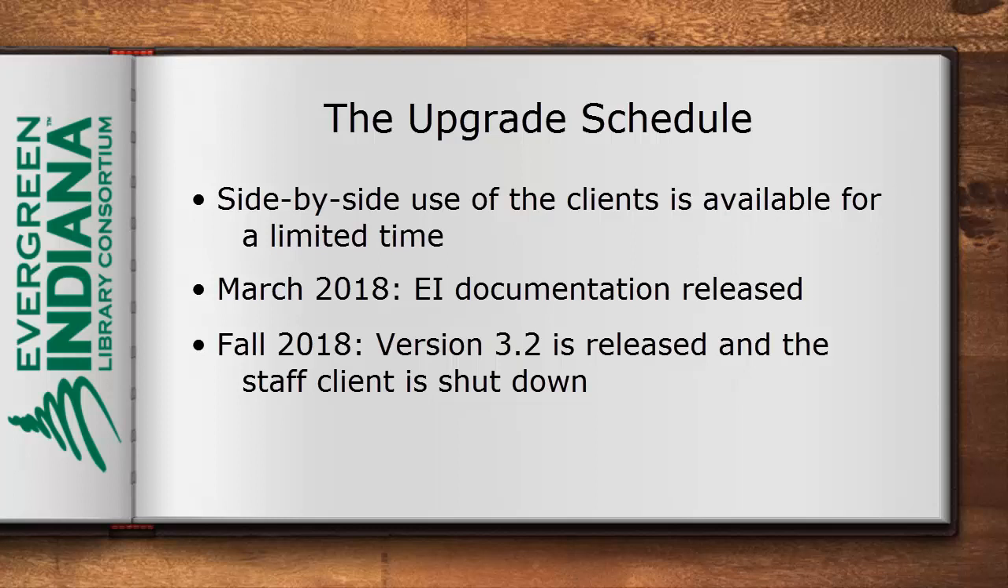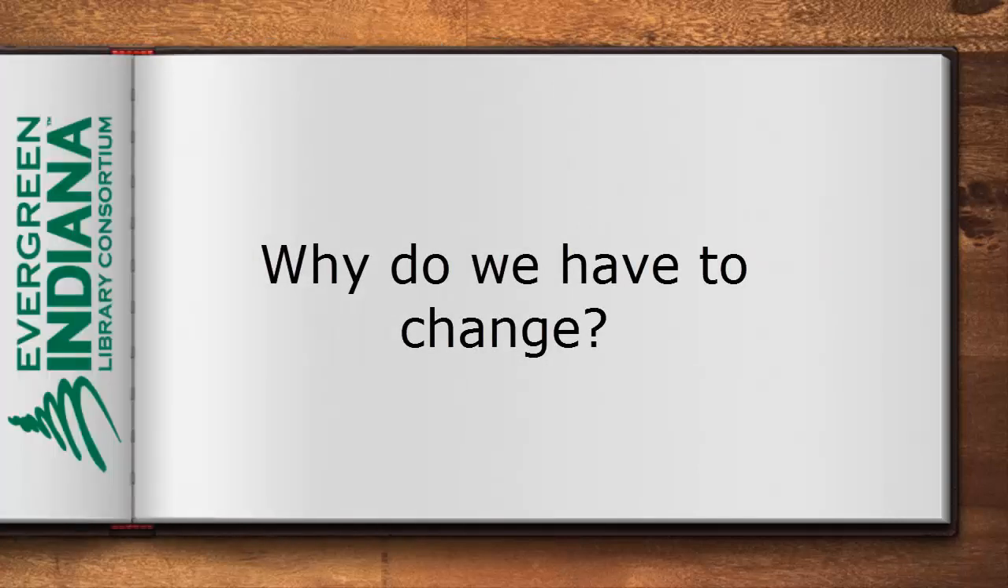We do not have a release date for 3.2 just yet, but the fall update is generally released in October, so we are targeting that time frame. We will keep the community apprised just as soon as we have the date set to close down the staff client. A common question we've received is, why are we changing?